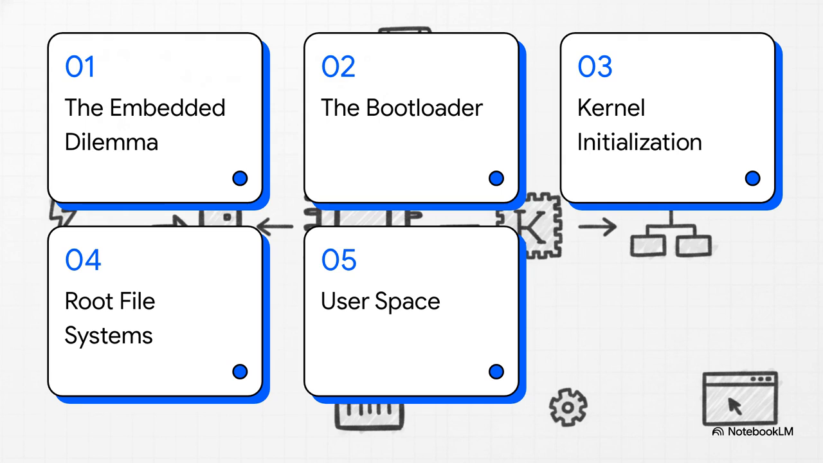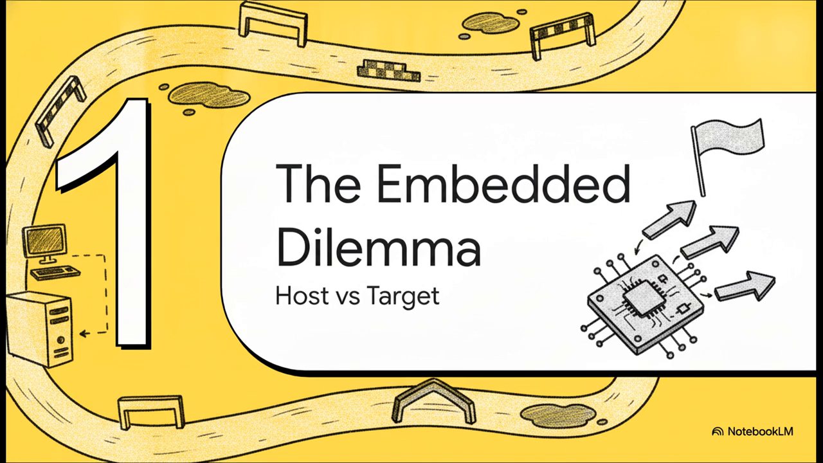First, the embedded dilemma. Second, phase 1, the bootloader. Third, phase 2, kernel initialization. Fourth, mounting root file systems. And finally, number 5, phase 3, user space. All right, let's kick things off with part 1, the embedded dilemma.